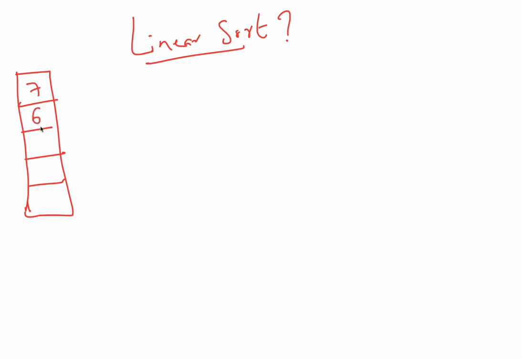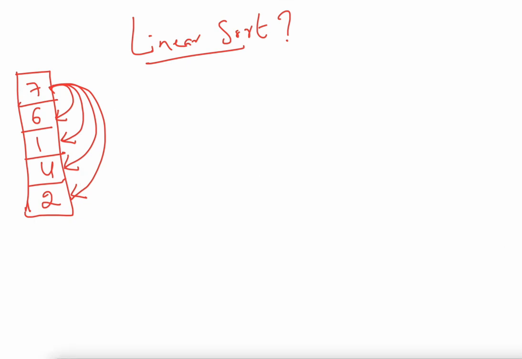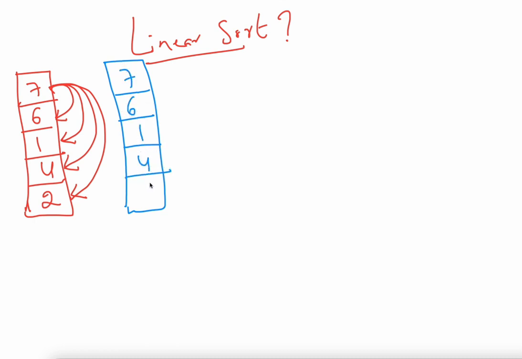Seven, 6, 1, 4 and 2. So here we need to compare the first item with the second item, and then again the first item with the third item, first item with the fourth item, first item with the fifth item. Okay, so for example, this is our array. We'll take the same example: 7, 6, 1, 4, 2.